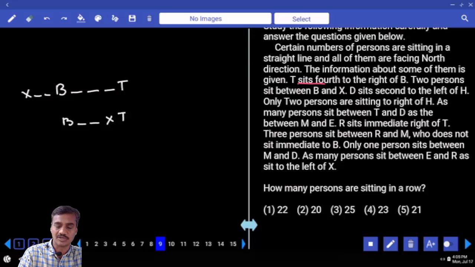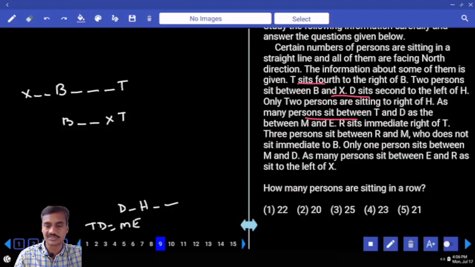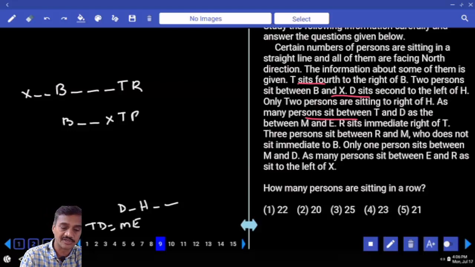D sits second to the left of X. Now D is seated second to the left of H. Only two persons are sitting to the right of H. The next one, as many in between T and D equals to M and E. As many in between T and D, same as M and E. And R sits to the immediate right of T. Where is this R? R is to the immediate right of T.